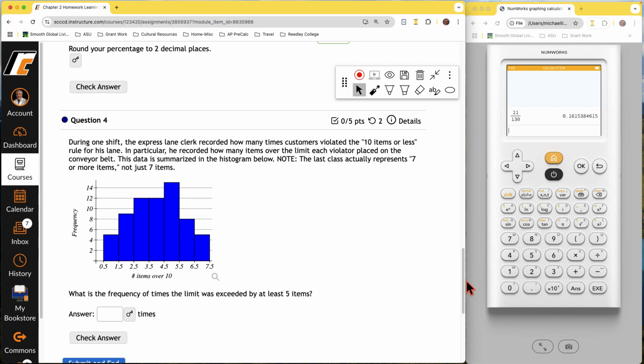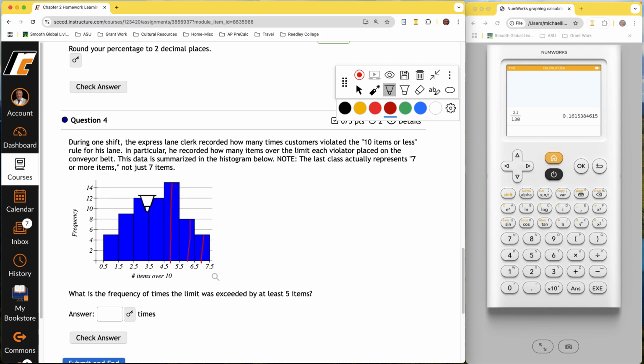What is the frequency of times the limit was exceeded by at least 5 items? Okay, so first of all, we got to identify where is at least 5 items, 3 to 4.5, 4.5 to 5.5. So 5 would be here in the middle. So this is 5 right here. So that many times, at least 5. So there's 5 or 6 or 7 or more.